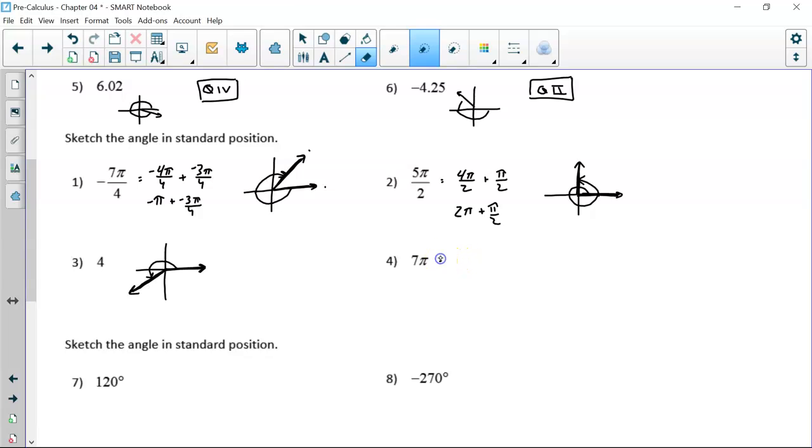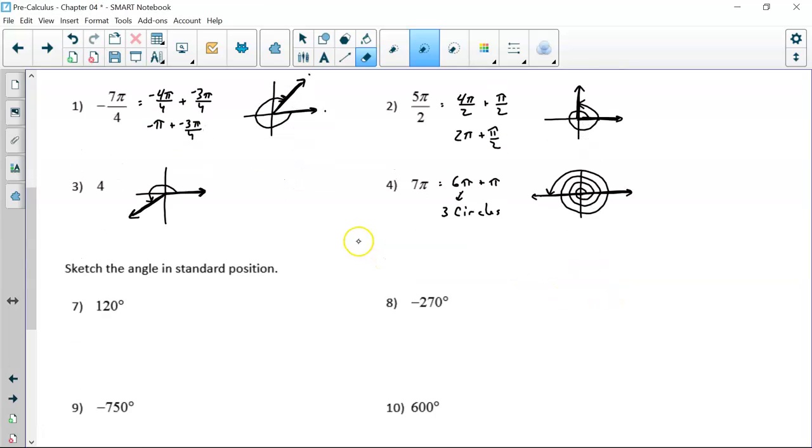And 7 pi. Now 7 pi is the same as 6 pi plus pi. And the reason I'm splitting that up is 6 pi is the same as 3 full circles. So we're going counterclockwise. 1 circle, 2 circles, 3 circles, and then we have an additional pi. There is our initial side and our terminal side.